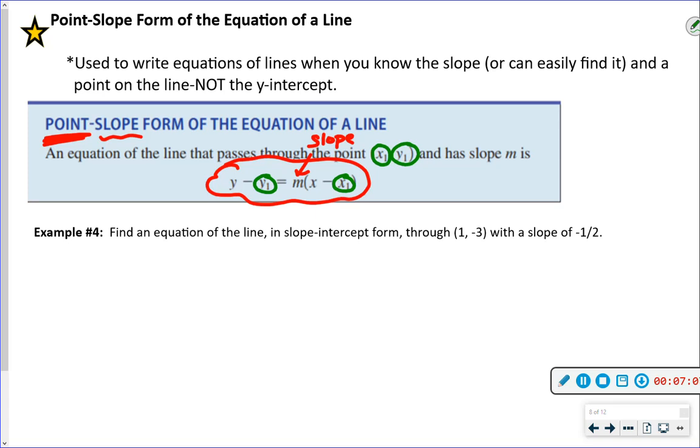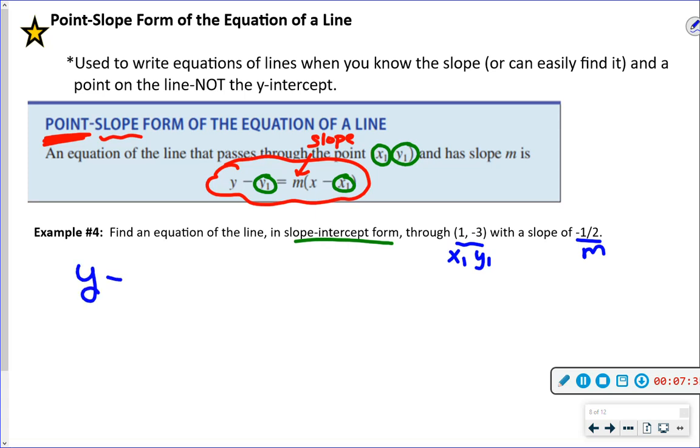Find an equation of the line. Okay, they want the final answer in slope-intercept form. Well, I'm going to worry about that in a minute. Through this point and the slope. So I'm looking at my point, and I'm like, Yahtzee, that's not my y-intercept. If you plot it, it's not on the y-axis. So I cannot start in slope-intercept form. I've got to start in point-slope. So here's my x1, y1. Slope, of course. So I'm going to just plug them in.